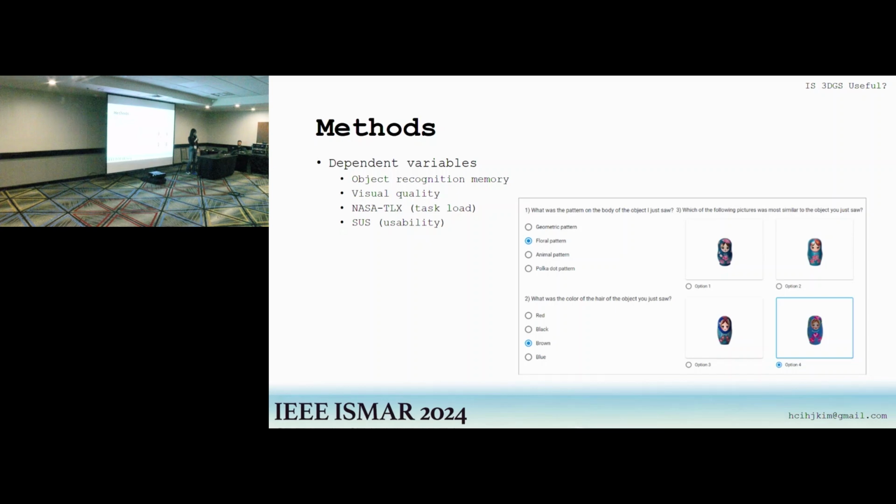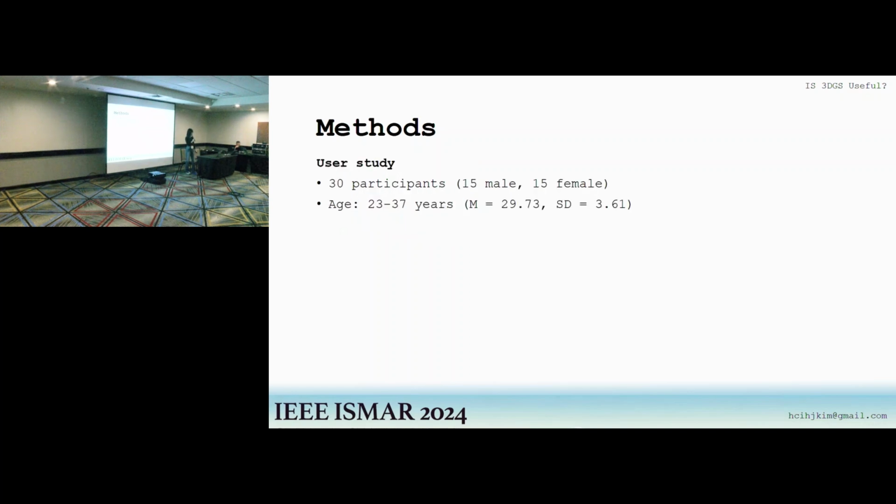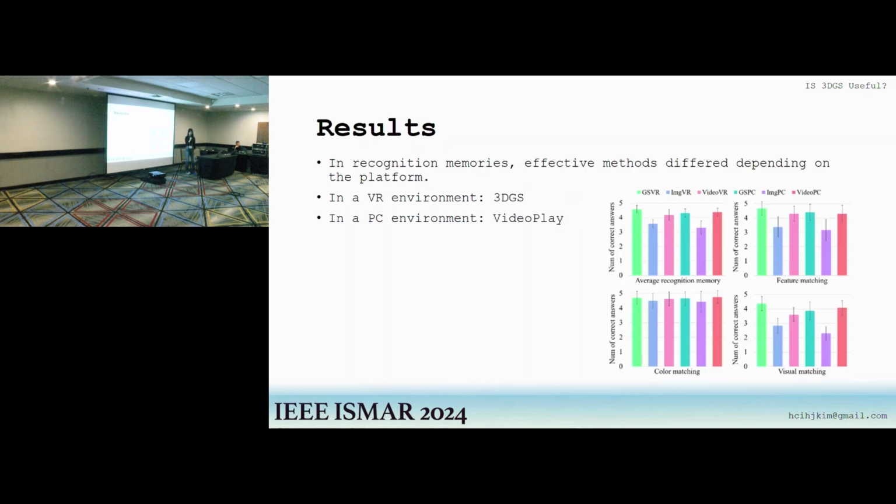The dependent variables are as follows. We conducted a survey asking 3 questions to identify objects. It is called recognition memory, and also includes visual quality, task load, and usability. In our study, 30 participants participated in the experiment.